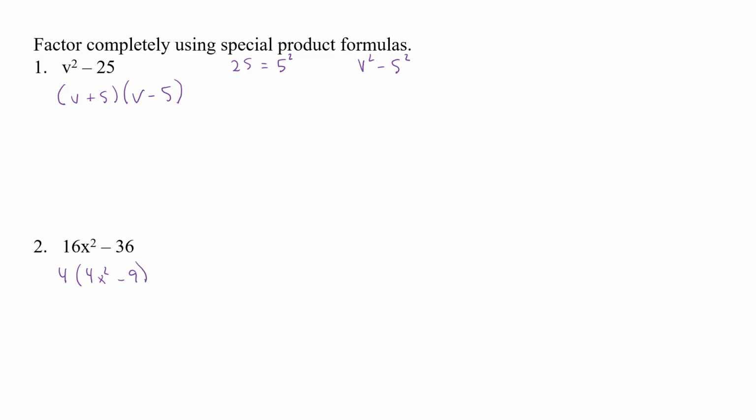Now, what does that look like? Well, it kind of looks like a difference of squares again, because 4 is 2 squared, 9 is 3 squared. So what we have is 4 times 2 squared x squared minus 3 squared. And so now if we take the difference of squares, that's going to be 2x plus 3 and 2x minus 3. Okay. And so that's going to be our factored form of this.